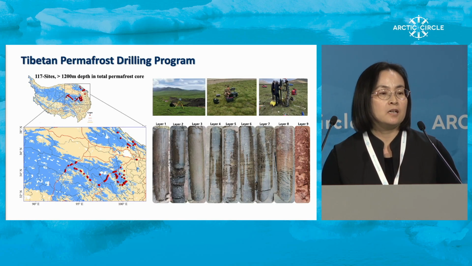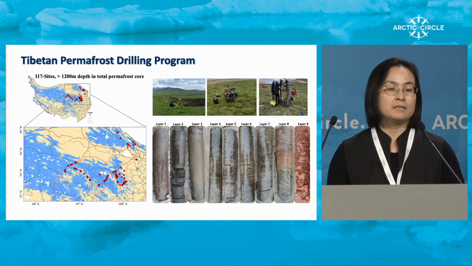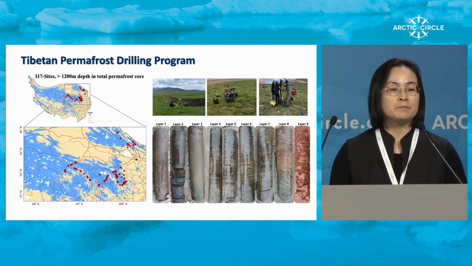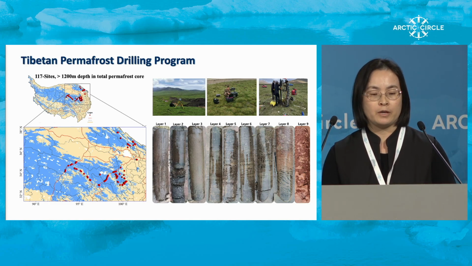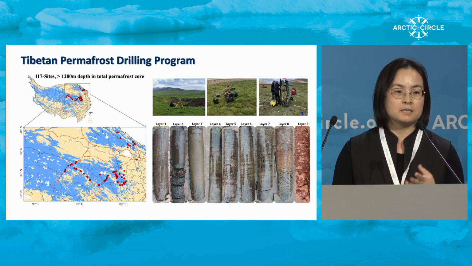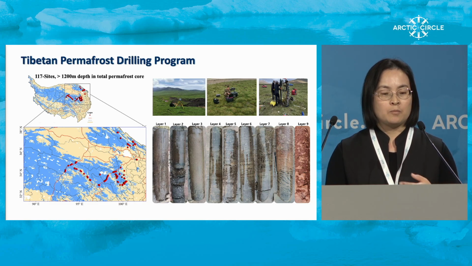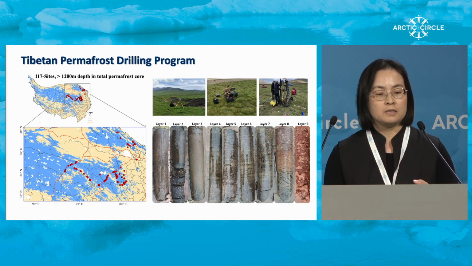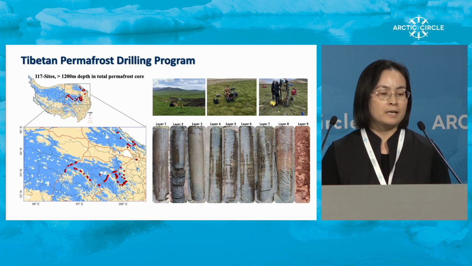And since last year, we have initiated a new program, the Tibetan Permafrost Drilling Program. Our primary objective is to establish the first Tibetan permafrost core library. This picture on the right shows several intact permafrost cores. We have got more than 1,200 meters of permafrost cores from 170 sites.